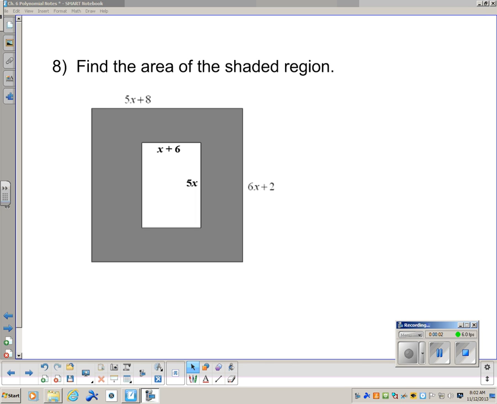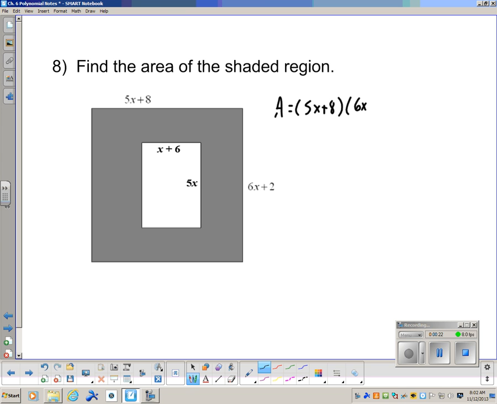All right, so continue on in 6.5 here. We're going to find the area of the shaded region here. To do that, you have to take the area of that outer rectangle and subtract the area of the inner rectangle there. So the area here, we can go ahead and take 5x plus 8 times 6x plus 2, because that will give me the area of the bigger rectangle there.